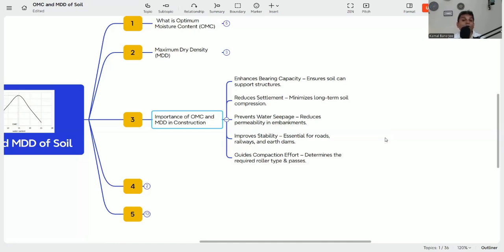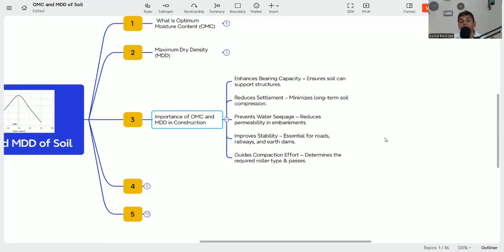So that's why we also need to know the OMC and the MDD of the soil. Whenever you are doing filling work, first, whenever you get the soil, you need to do the particle size distribution, that is important, then chemical and physical tests. But at the same time, you need to do the OMC and MDD, because if you know the OMC and the MDD for that soil, then whenever you do the actual compaction, you can compare and say 98% compaction achieved, 98, 99 or 100%.